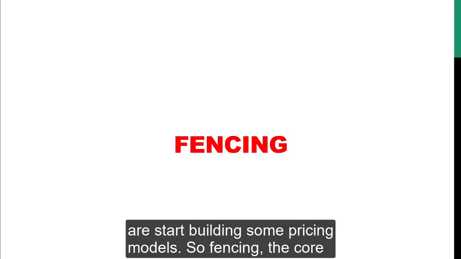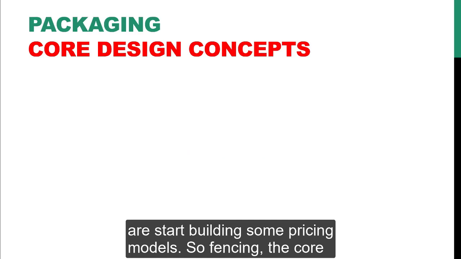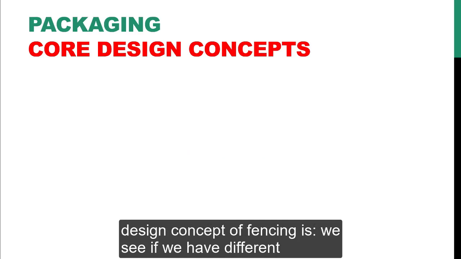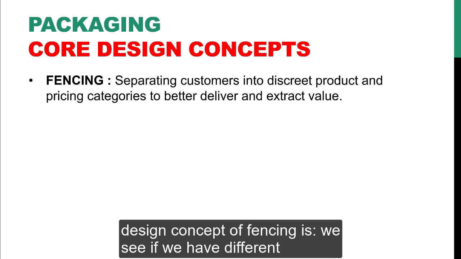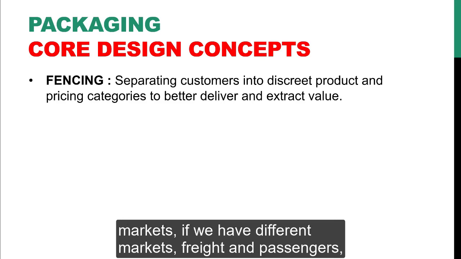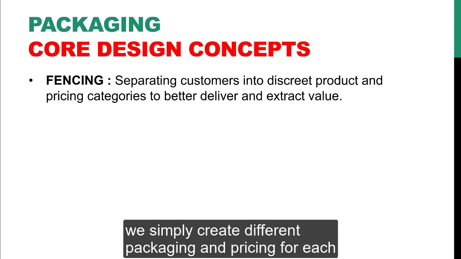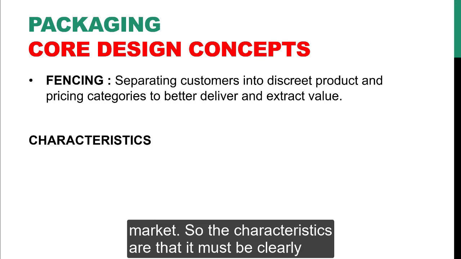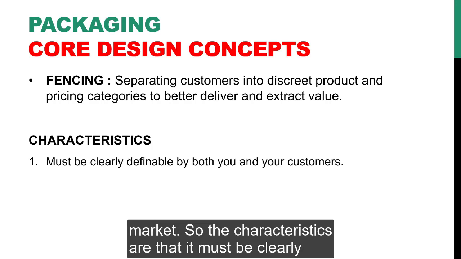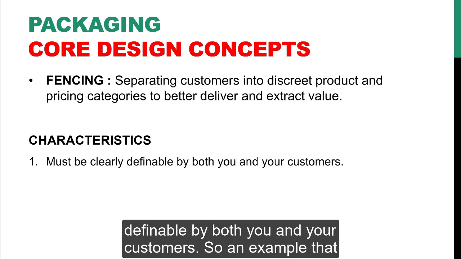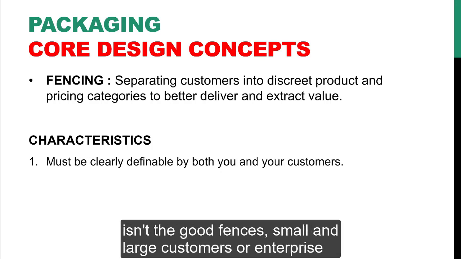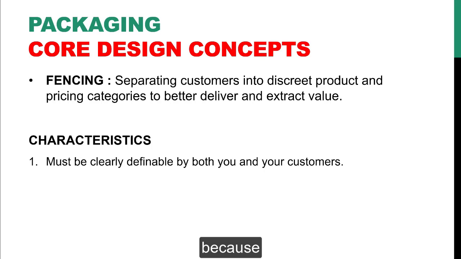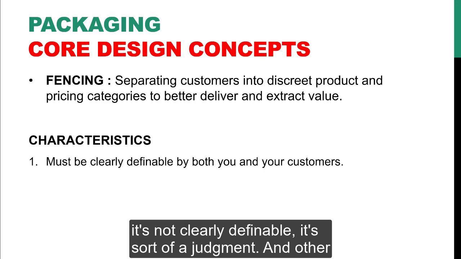So, fencing. The core design concept of fencing is that if we have different markets, freight and passengers, we simply create different packaging and pricing for each market. The characteristics are that it must be clearly definable by both you and your customers. An example that isn't a good fence is small and large customers, or enterprise and non-enterprise, because it's not clearly definable. It's a judgment.